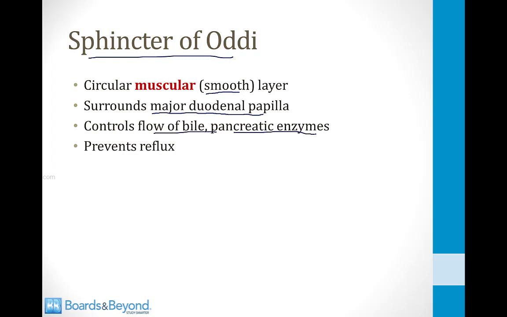When the sphincter of Oddi relaxes, bile and pancreatic enzymes can flow into the duodenum. When it constricts, they cannot flow, and it constricts to prevent reflux of contents in the duodenum back into the bile ducts and the pancreatic ducts.